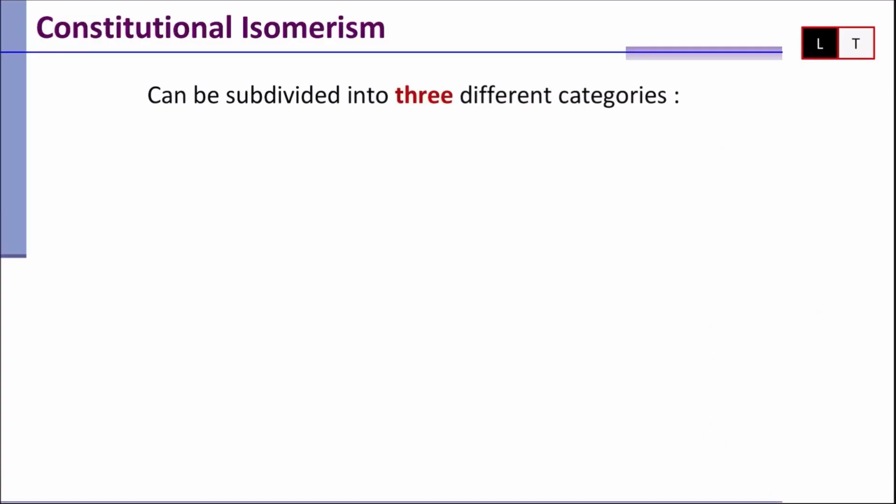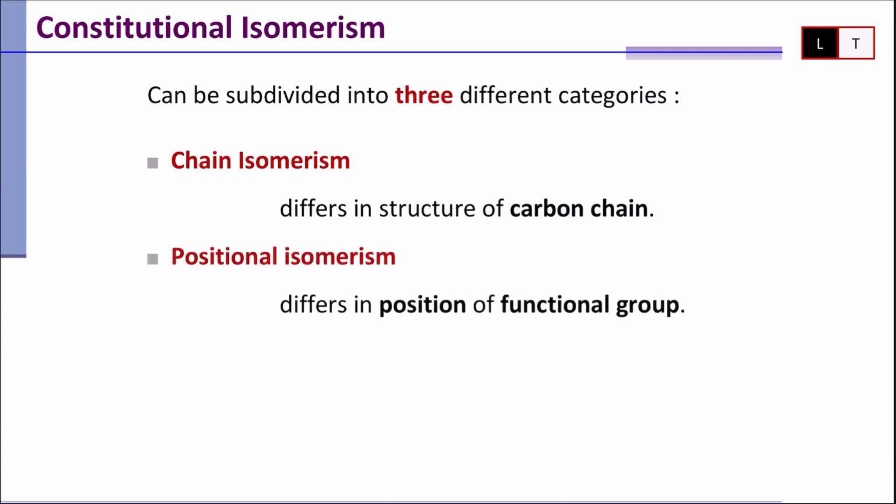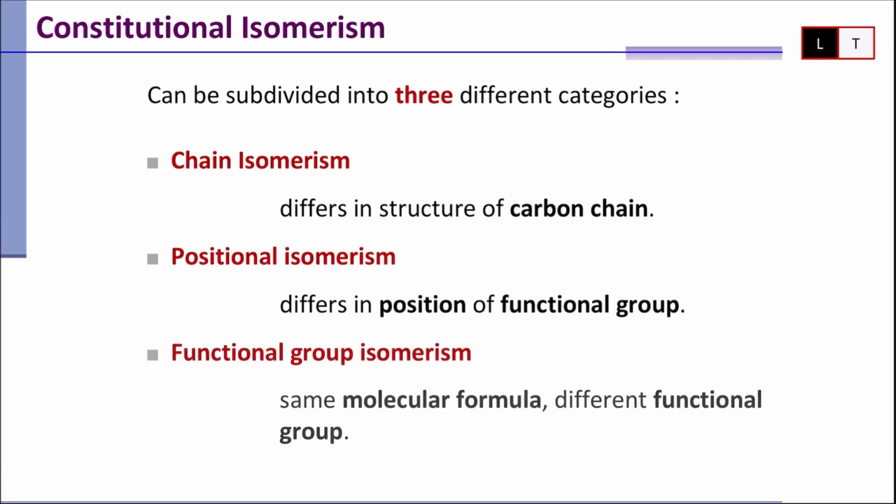So, constitutional isomerism, or another name is structural isomer, can be divided into three different categories. The first one is chain isomerism. It differs in structure of carbon chain. Next, positional isomerism. It differs in position of functional group. And last one, functional group isomerism. This is where you have the compound with the same molecular formula but different functional group.